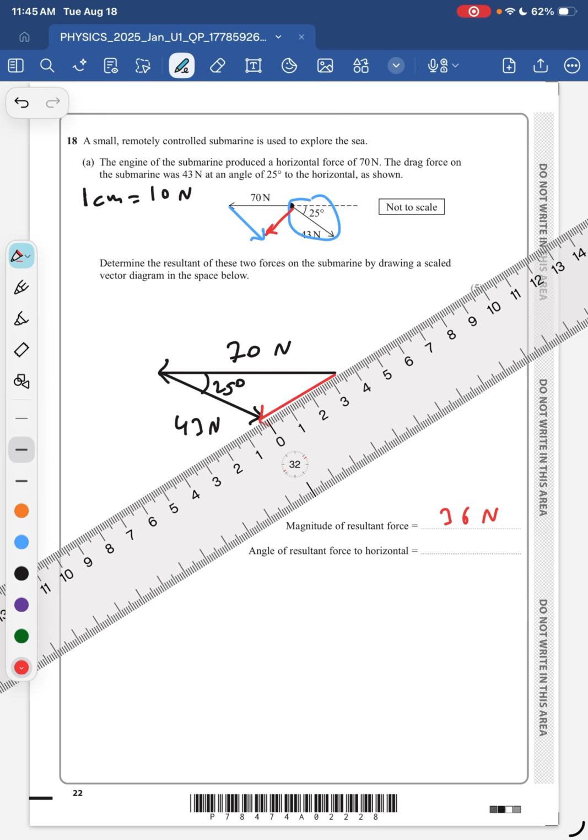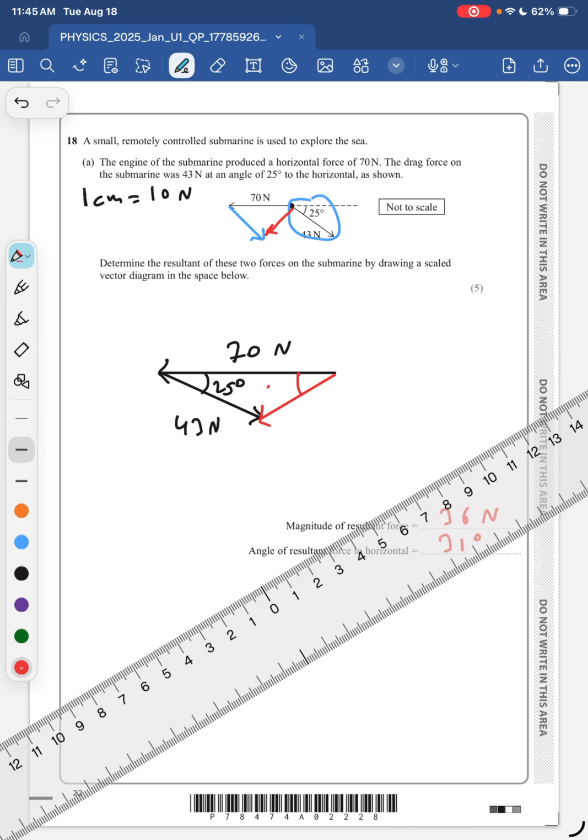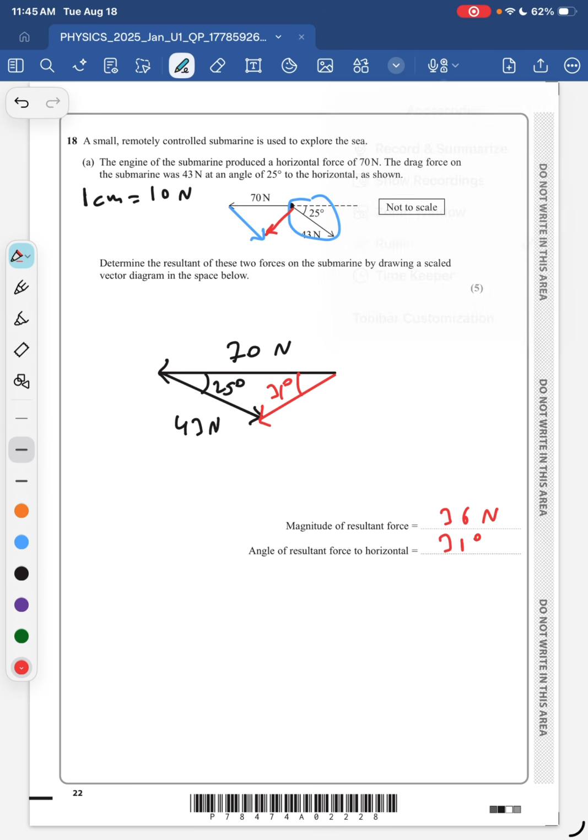So let's see. 31 degrees. Okay, so 31 degrees is the angle. So I think the mark scheme is usually flexible with these values. So if you find 37 or 35 or even 38 newtons, it will be fine. Same with the angle. Okay, so this is part A. Let's move on. It awards 5 marks. So they value the ability of students to actually solve this kind of problems.